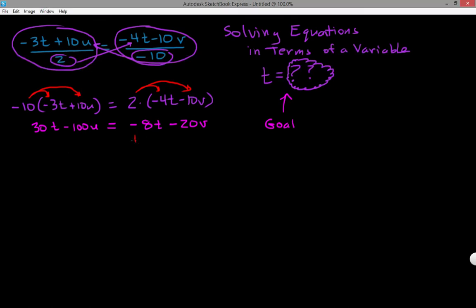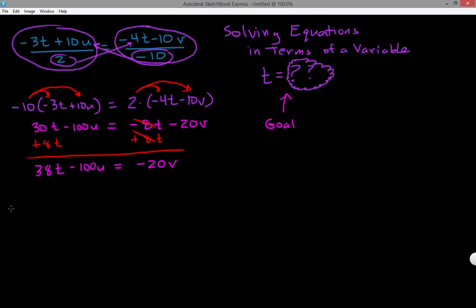To get rid of this, I'm going to add 8t to both sides. These cancel, and then I like to draw a line to write my new fresh equation. So now I have 38t over here. I still got the minus 100u equals, and now over here I just have negative 20v.